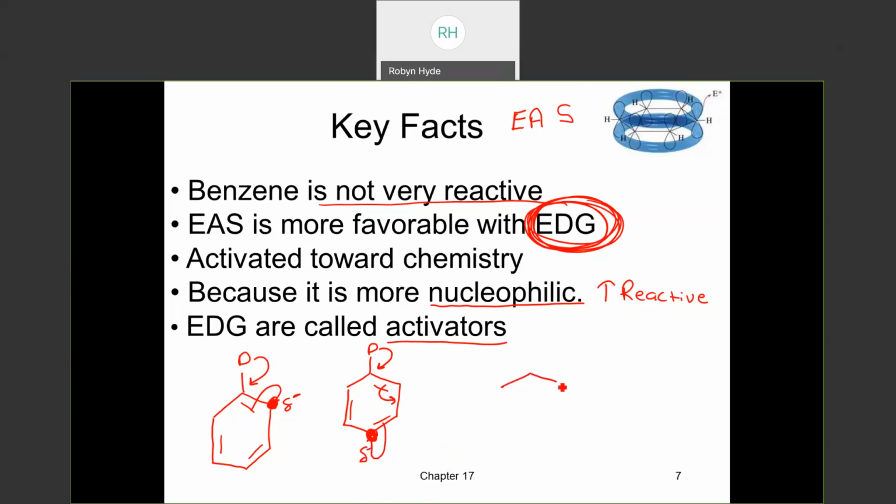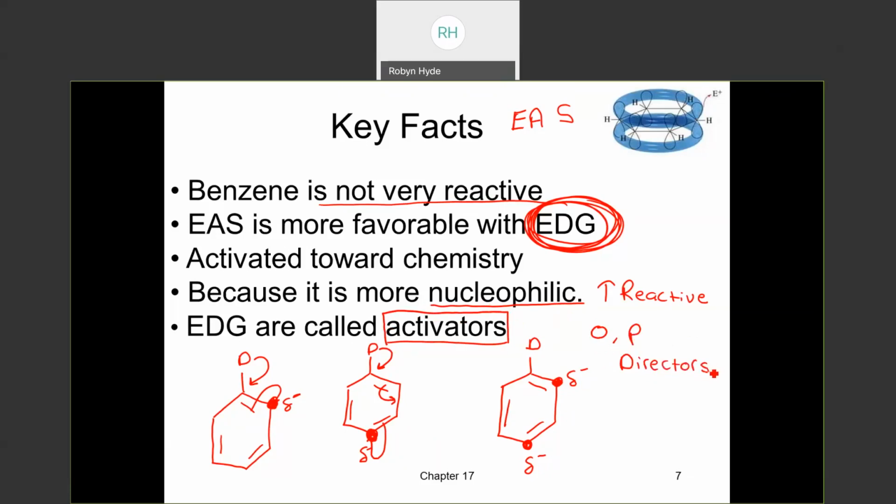Okay, so to draw out a summary picture of what I have just said, if I have a donating group adding electron density, I will make this neighboring carbon dipole negative. I will make this carbon on the opposite side also dipole negative. So what we say about electron donating groups is not only are they activators, but they are also ortho and para directors.